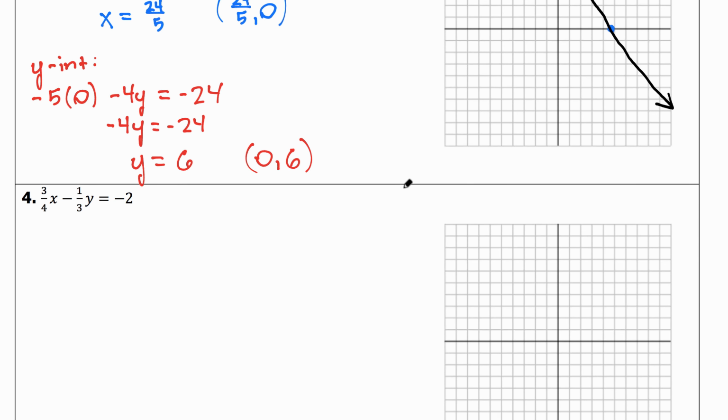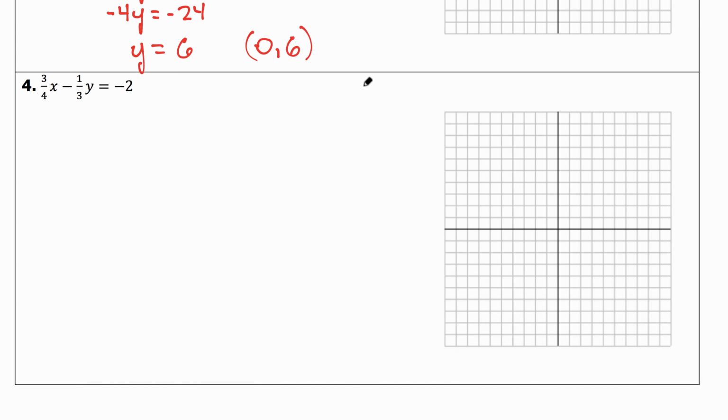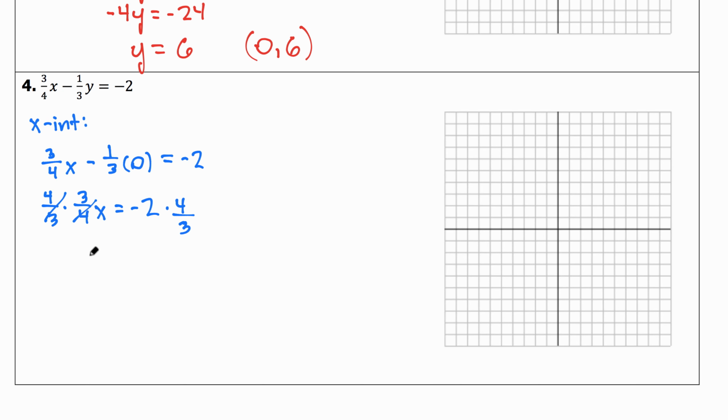Okay, one more example. 3/4 x minus 1/3 y equals negative 2. Again, the x-intercept, we'll do 3/4 x minus 1/3 times 0 equals negative 2. That's just going to give us 3/4 x equals negative 2. To solve for x, I need to multiply by the reciprocal, 4/3. And the x-intercept comes out to be negative 8/3. So we're at the point negative 8/3, 0.